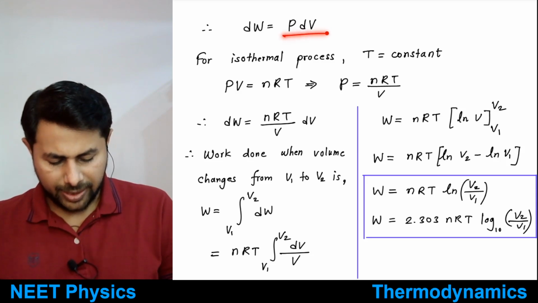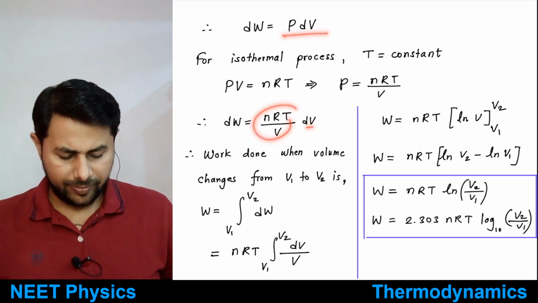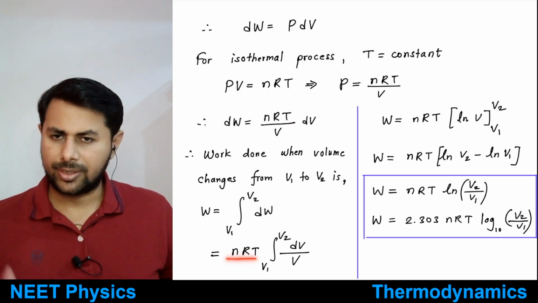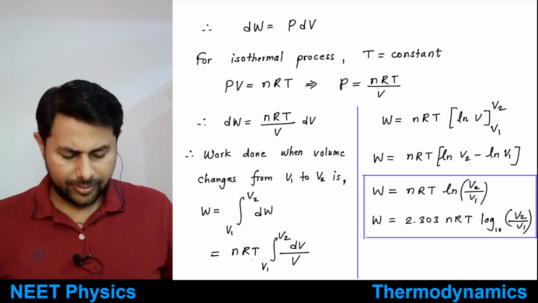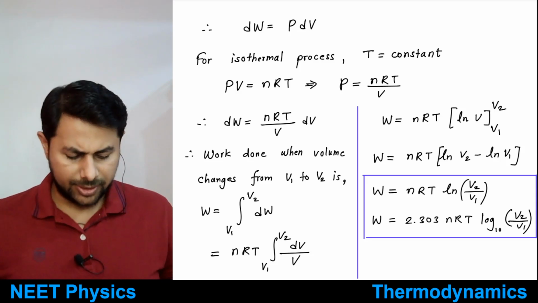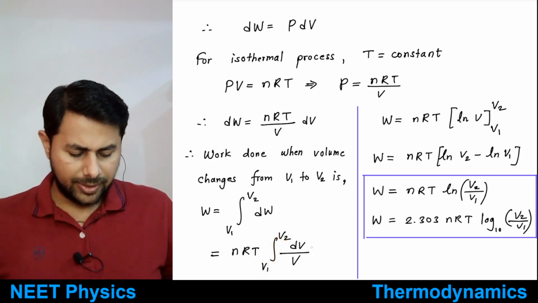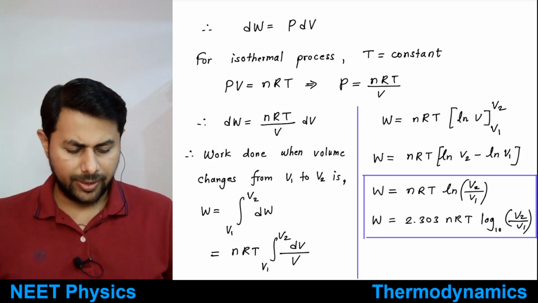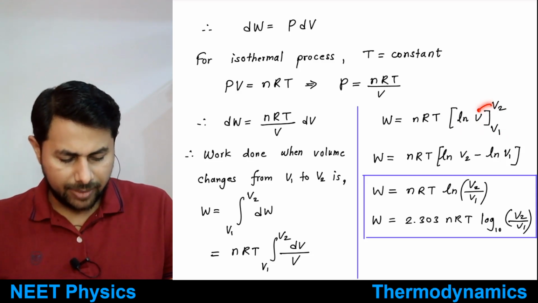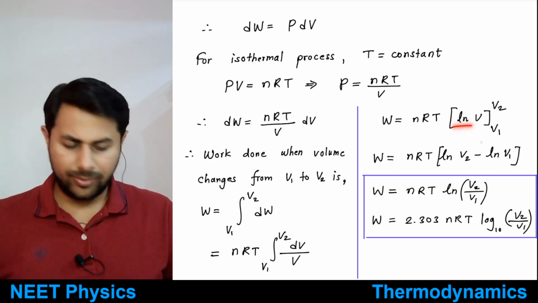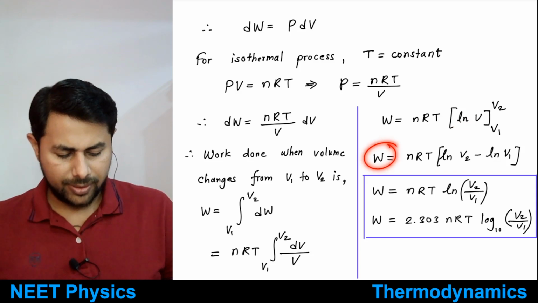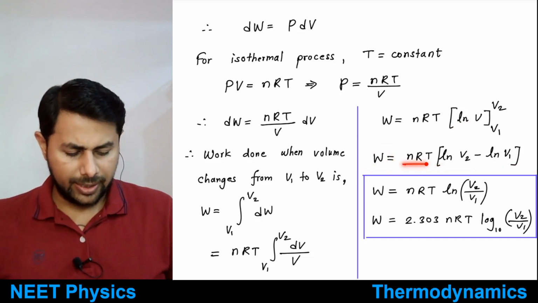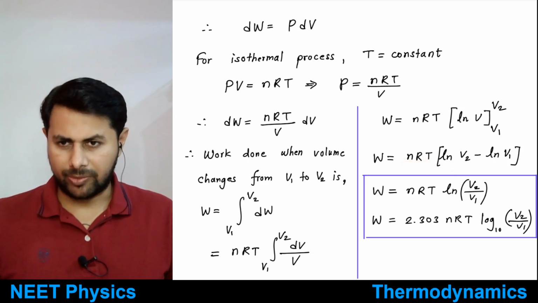So this PdV can be written as what? nRT by V times dV, okay. And then nRT is constant because temperature is constant in this process, right? So therefore nRT is taken out, okay, because the temperature is constant. Then you integrate it from V1 to V2, right? So the integration of 1 by V dV is what? It is natural log of V. The integration of 1 by V dV is just natural log of V, okay. So ln of V from V1 to V2, then you substitute V1 and V2, the upper limit and the lower limit. So it would be ln of V2 minus ln of V1. So the work done in the isothermal process is what? nRT multiplied by ln of V2 minus ln of V1, okay.